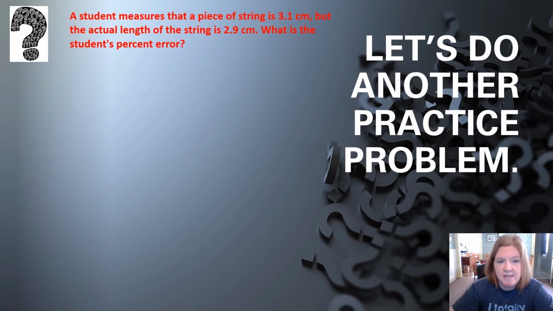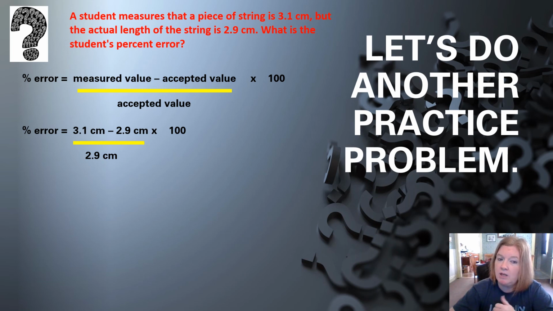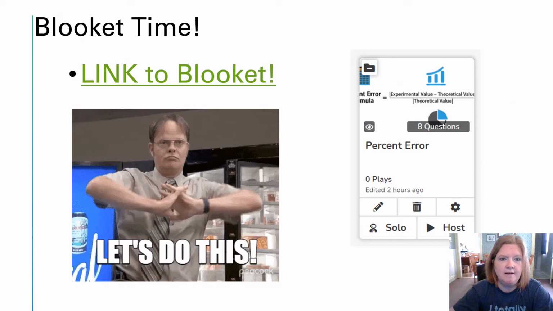And here's one more example. A student measures that a piece of string is 3.1 centimeters, but the actual length is 2.9 centimeters. What is the percent error? Again, the formula. The 3.1 is what you measured, the actual length, that's the right answer. Do the subtraction, then the division, and my answer is 3.1%.